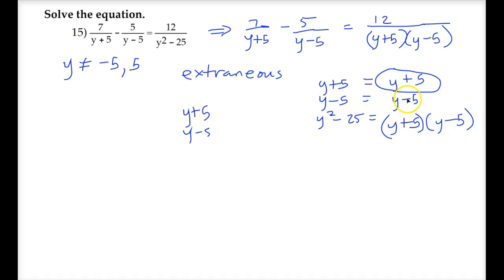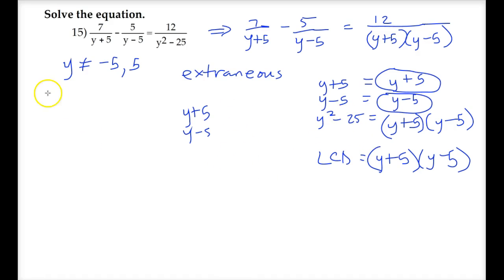Y minus 5 shows up here and here, and since both only show up once in each row, we'll just circle this one. Everything that I've circled is what we multiply, and that is what our LCD is going to be. And so that's how we know that y plus 5 times y minus 5 is our LCD, okay? So I'm going to rewrite this here. LCD is y plus 5 times y minus 5. And I'm going to make some more room for us so that we can actually start doing this problem now.